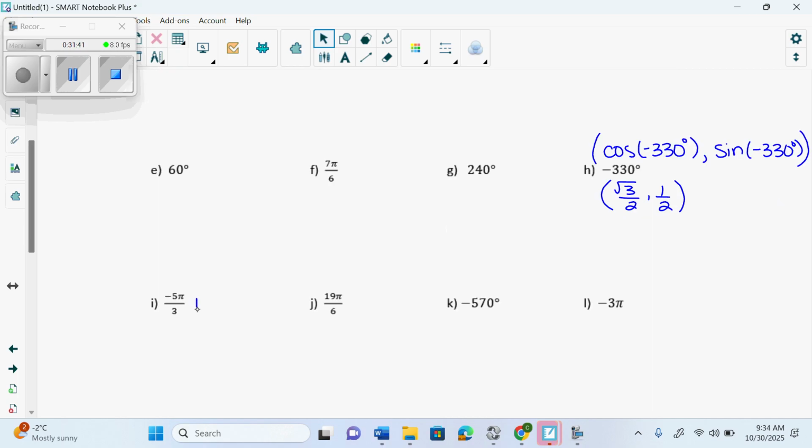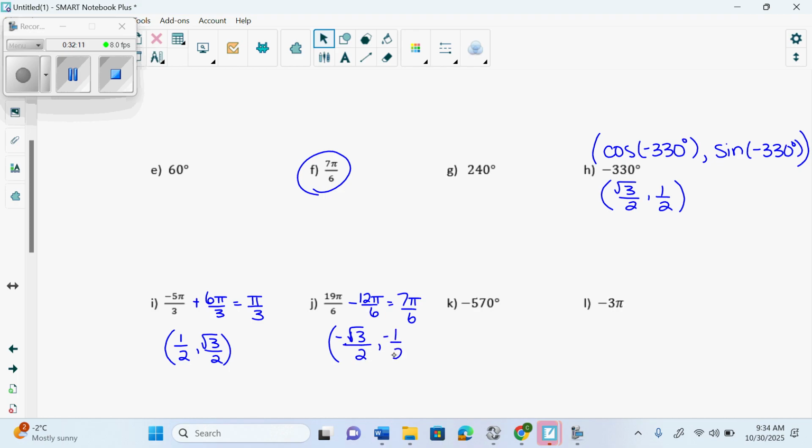Negative 5 pi over 3, I'd have to add 2 pi, or 6 pi over 3. So it's the same as pi over 3, which is 60. So it is going to be a half and root 3 over 2. 19 pi over 6, I would have to subtract 12 pi over 6, which is 2 pi in common denominator. So it's 7 pi over 6, which is the same answer as this one, which was negative root 3 over 2.